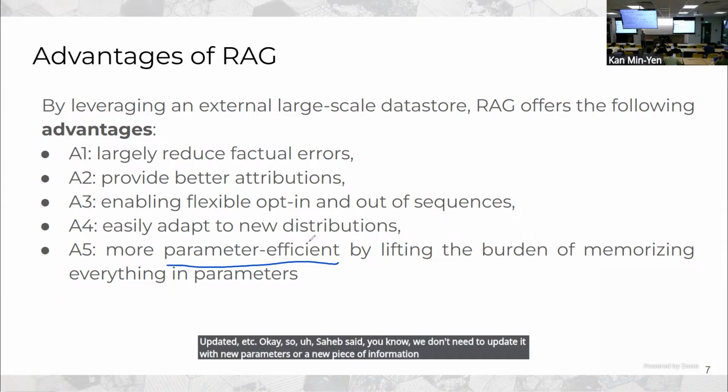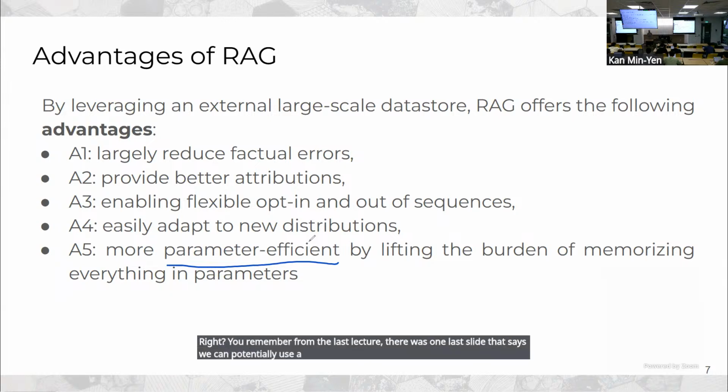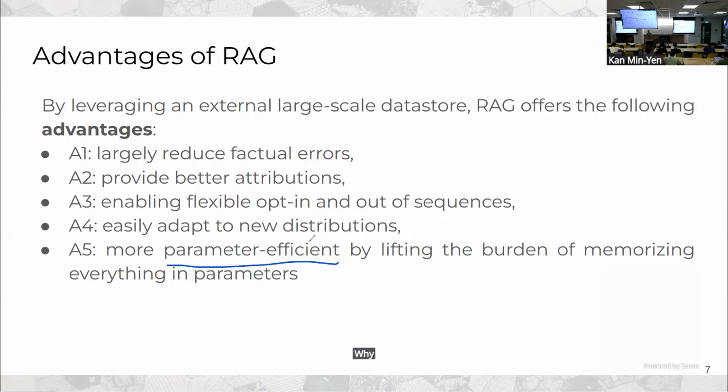So Sahej said we don't need to update it with new parameters for a new piece of information that we give it, right? You remember from the last lecture, there was one last slide that says we can potentially use a very small LLM. Why? Because maybe we don't want the LLM to know any facts. We just want it to know how to speak English. Okay, that's the thing that we want. All the information that we need, we'll give it in the external data store. So you don't need to encode Wikipedia. You don't need to encode all the world's knowledge.